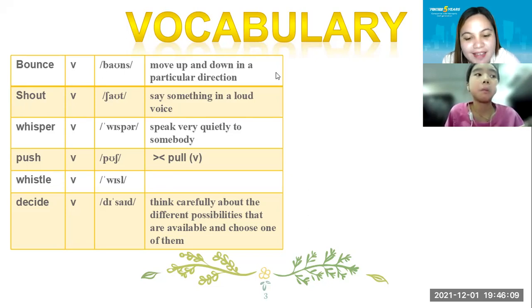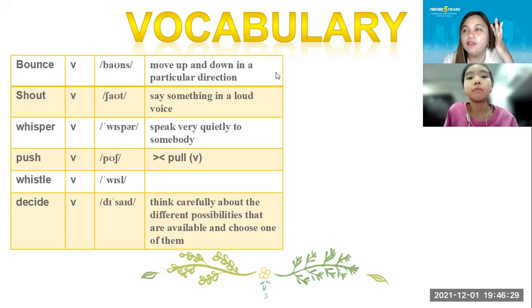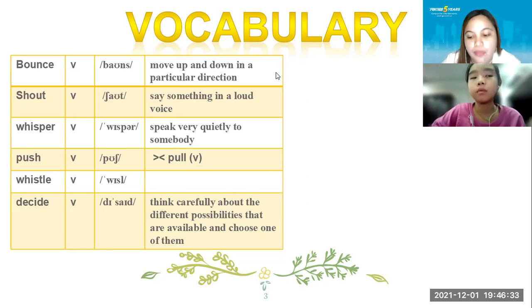Decide. Okay, decide. So what's decide? Is think carefully about the different possibilities that are available and choose one of them. Okay, decide means you have to think which one you like the best between the two things.